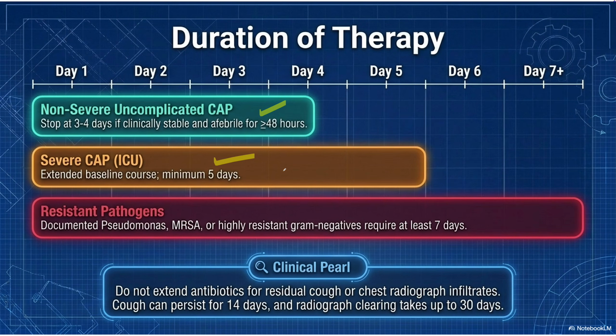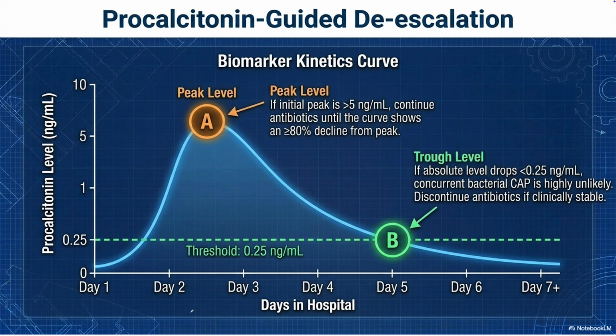Patients with MRSA, Pseudomonas, or highly resistant gram-negative pathogens generally require at least 7 days of treatment. And remember this important clinical pearl. Do not extend antibiotics simply because the patient still has a cough or because residual infiltrates remain visible on the chest radiograph.